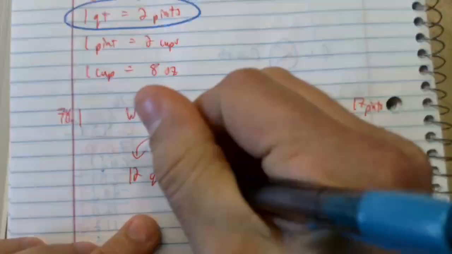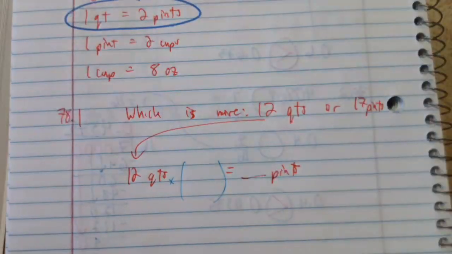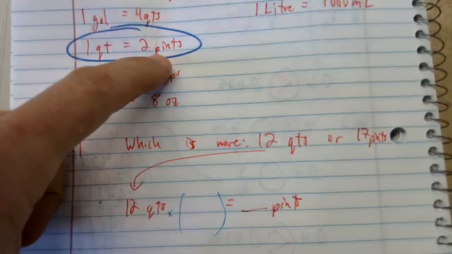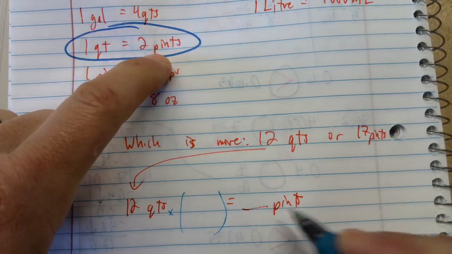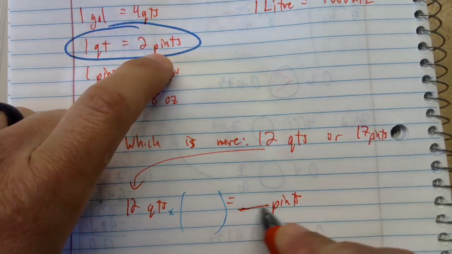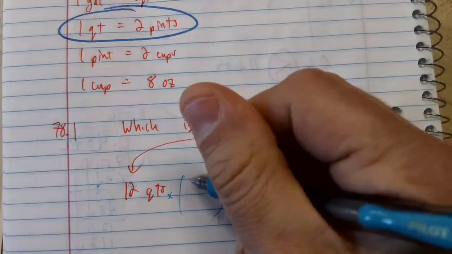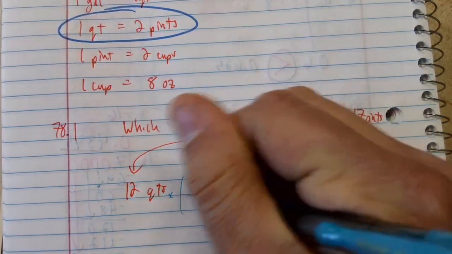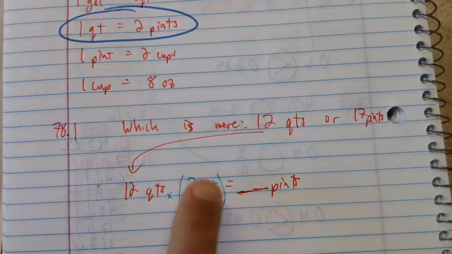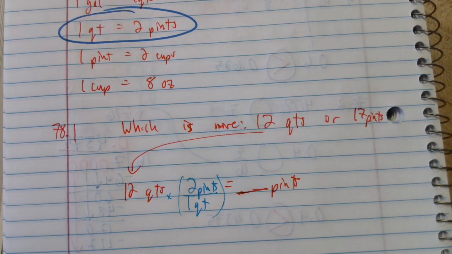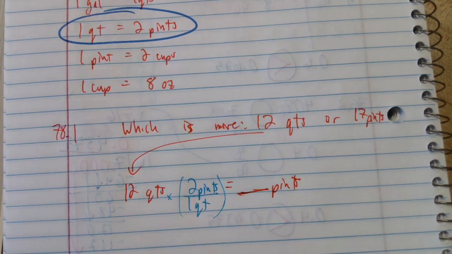So 12 quarts, I'm going to multiply by something that shows me the ratio of pints to quarts. Well, up here it says 1 quart is equal to 2 pints. And I want pints in my answer. I only want to have pints. So I'm going to put 2 pints on top, and I'm going to put 1 quart on the bottom. Now, what is the blue part of my equation equal to? It is division, but what is its value?